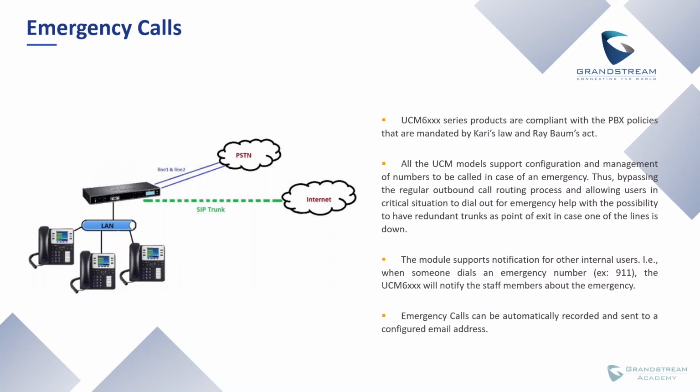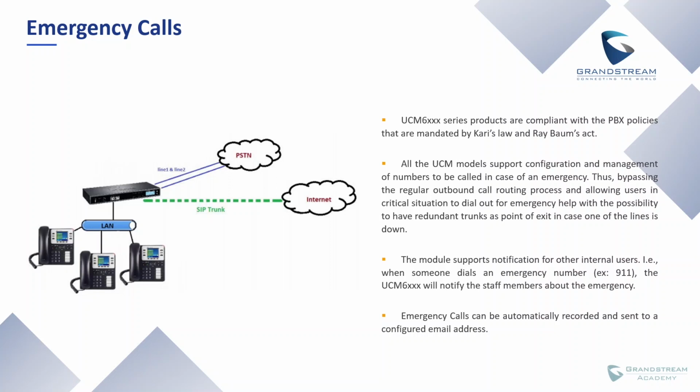Ray Baum's Act is an act that mandates that location information is sent to the public safety answering point when the emergency call has been initiated. This information can include the street, building number, floor number, and room number for hotels. This makes it easier for first responders to locate where the emergency is exactly happening in case the caller couldn't provide this information during the call.